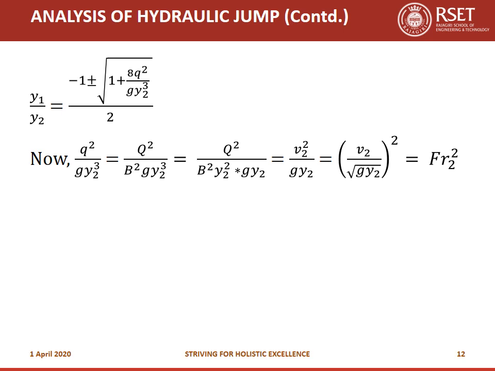Now if you remember the equation for Froude number, you know that v by root g y is Froude number Fr. v2 by root g y2 is Fr2, that is Froude number downstream, Fr2 the whole square. So the whole expression small q squared by g y2 cube has now become Fr2 square. And so I can substitute y1 by y2 is equal to minus 1 plus or minus root of 1 plus 8 Fr2 squared divided by 2.